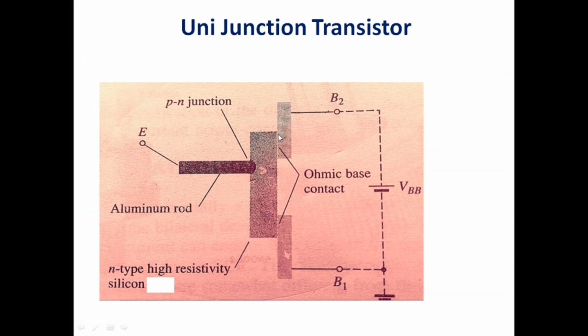The resistance between base 2 and base 1, from here onwards, we will call the interbase resistance. The resistivity offered by the upper part of this layer we will call RB2. The resistivity offered by the lower part of this layer we will call RB1.